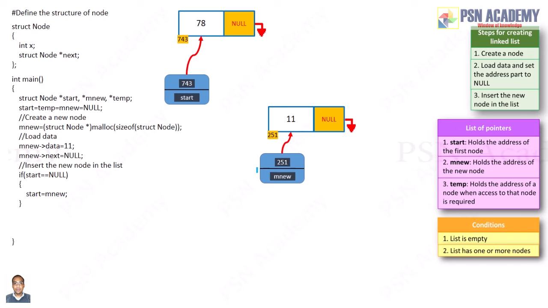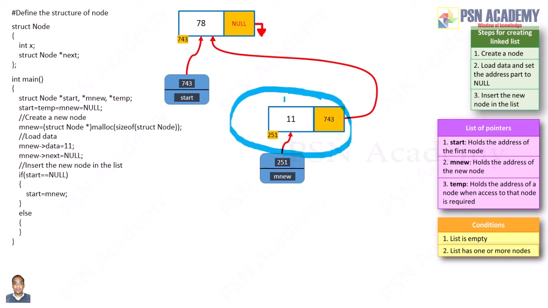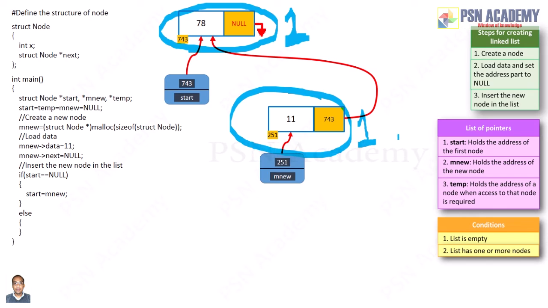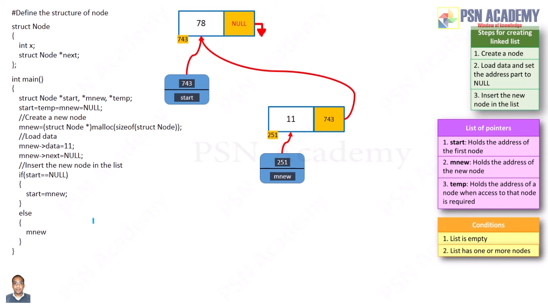So we write 743 here, and as soon as you write 743, then this will be linked to this node. So this node is now in front of this node. So this was in first position, now it has become in the second position, and this has become the first position. So you write mNew next equal to start.